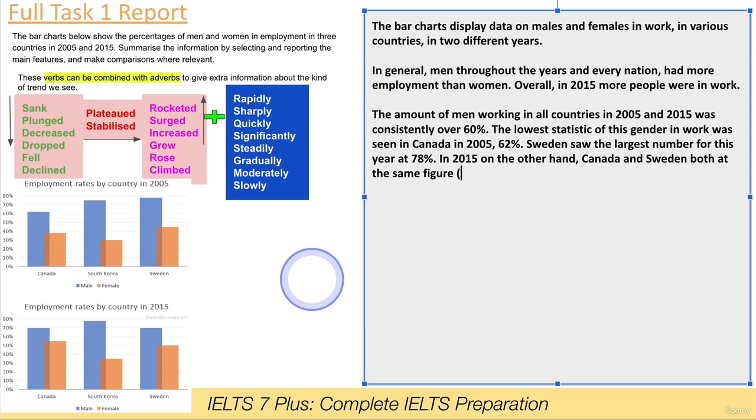I like a bracket. We can definitely use a bracket here and there. 70%, whereas South Korea. Mind the spelling, capitals as well for countries, proper nouns. And instead of just repeating ourselves, well, this figure is actually the same in Sweden as Sweden's in 2005, so we can state that.